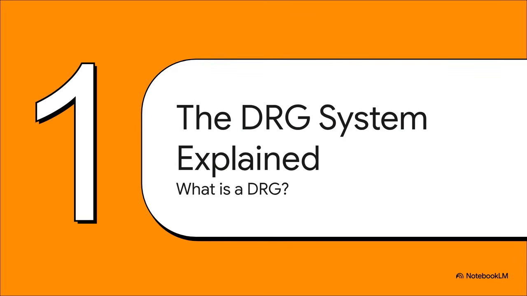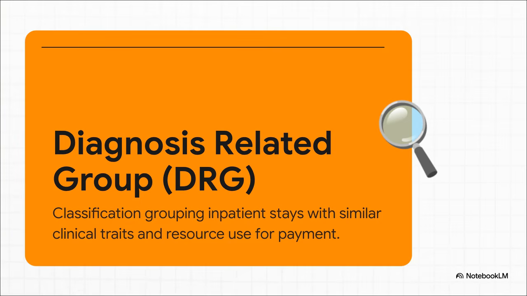All right, part 1, the DRG system explained. To really master this machinery, we first have to understand what exactly we are building and why it even exists. So, what is a DRG? It stands for Diagnosis-Related Group, and you can think of it as a massive statistical sorting hat. It takes every single inpatient stay and groups it with other stays that have similar clinical characteristics and need a similar amount of hospital resources.